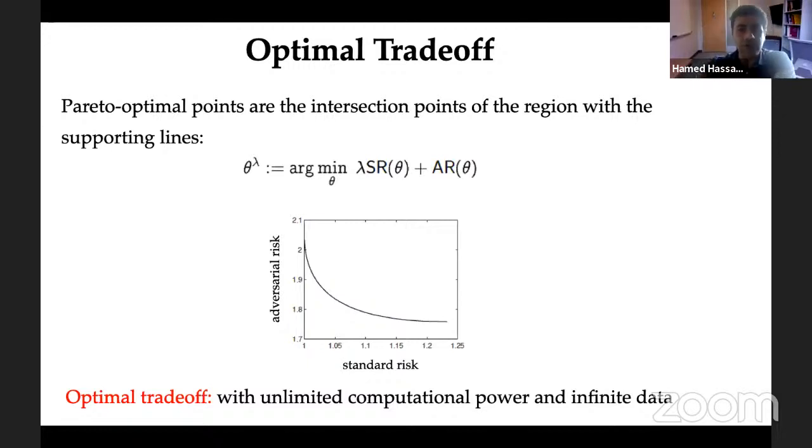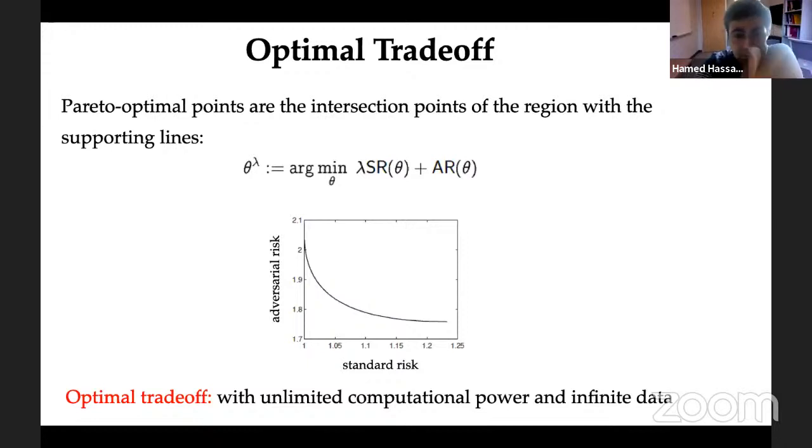I mean, this is involved. This is a few pages of calculation. However, what's important is that in the end, you can compute exactly the boundary of this region. And as you see, the boundary gives you a non-trivial trade-off between adversarial risk and standard risk. Let me again repeat that. This trade-off has been obtained with unlimited computational power and infinite data. So in other words, this curve that you see here is the absolute best that we can do.